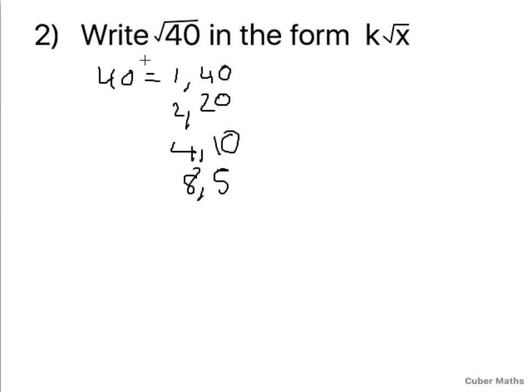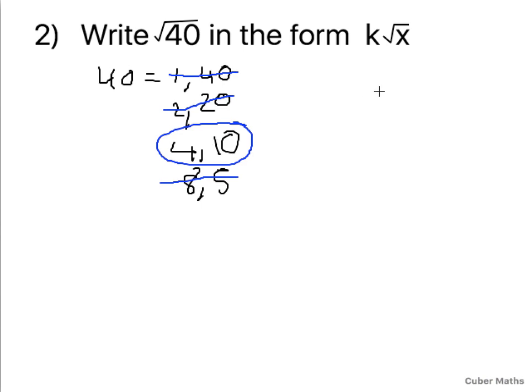So what we've got to think is which one is our highest square number. Now 1 and 40, yes, 1 is a square number, but there will be higher options, so we're going to cross this one out because it can't be 1 and 40. 2 and 20, neither of those are square numbers, so we'll cross that out as well. 4 and 10. Now 4 is a square number, so this could be one of our options, so we'll put a circle around that. And then 8 and 5, neither of those are square numbers, so we can cross that out. So our answer to our surd is going to be 4 and 10.